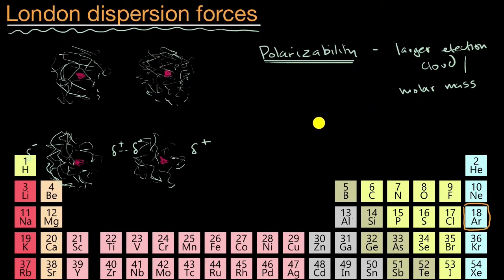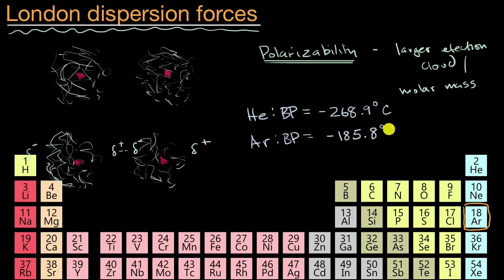And you can actually see that in their boiling points. For example, the boiling point of helium is quite low. It is negative 268.9 degrees Celsius, while the boiling point of argon, it's still at a low temperature by our standards, but it's a much higher temperature than the boiling point for helium. It's at negative 185.8 degrees Celsius. So one way to think about this, if you were at, say, negative 270 degrees Celsius, you would find a sample of helium in a liquid state.